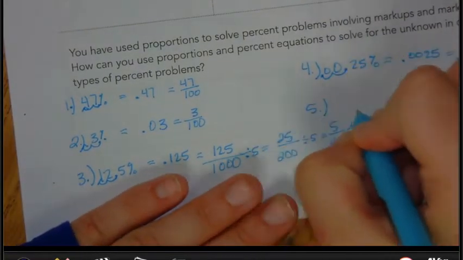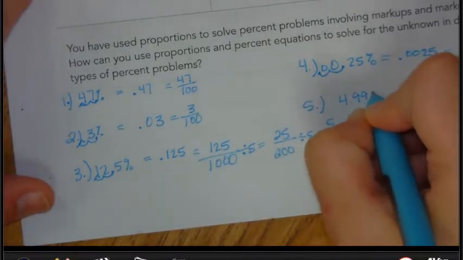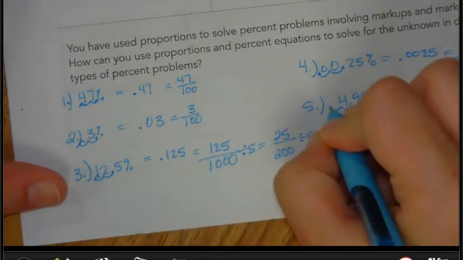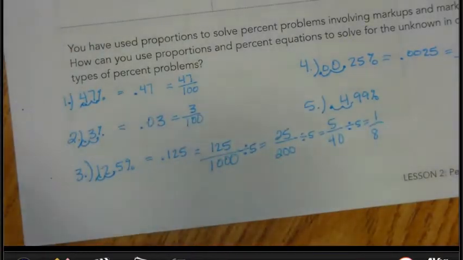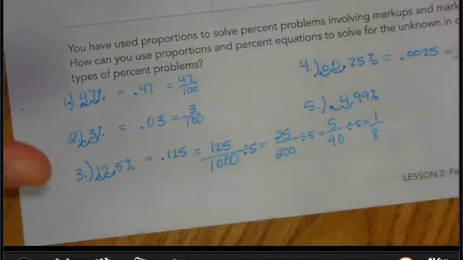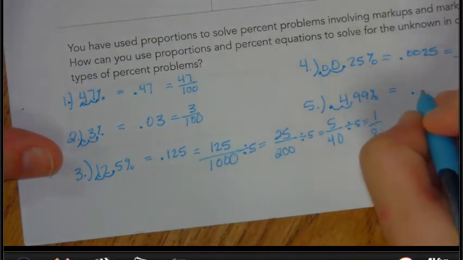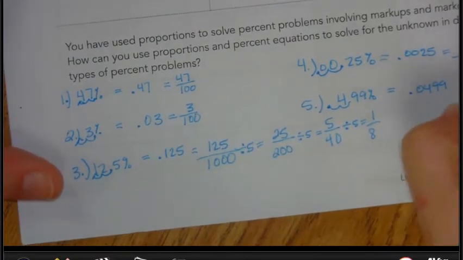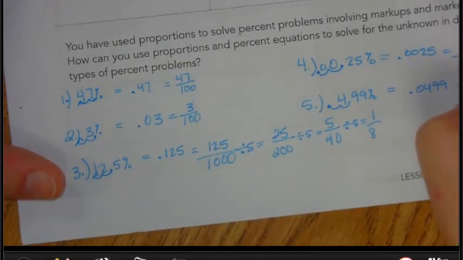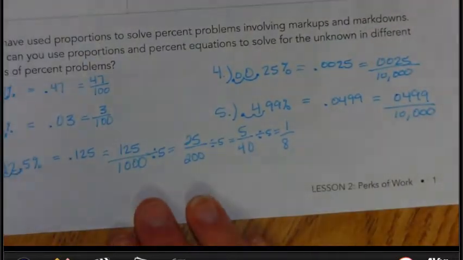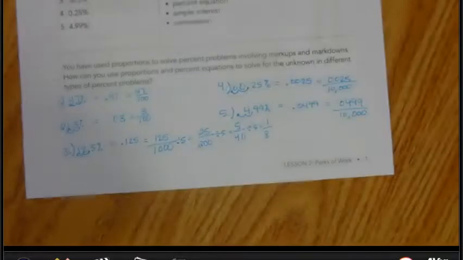And then number 5, the very last one, it is 4.99%. Turning that into a decimal, I'm going to take my decimal place and move it 2 times to the left here. And I'm going to get 0.0499. And I'm in the 10,000ths place again. So I'm going to have 4.99 over 10,000. There you go. Now you guys can see it.